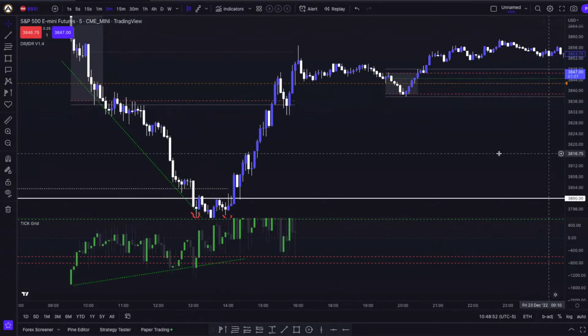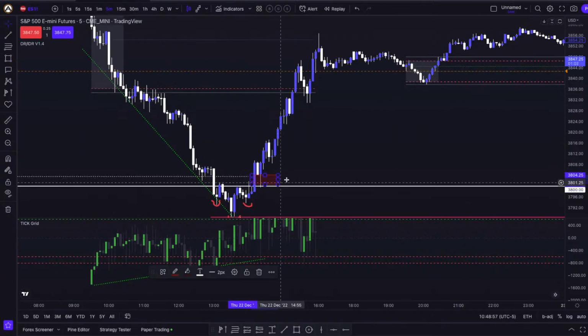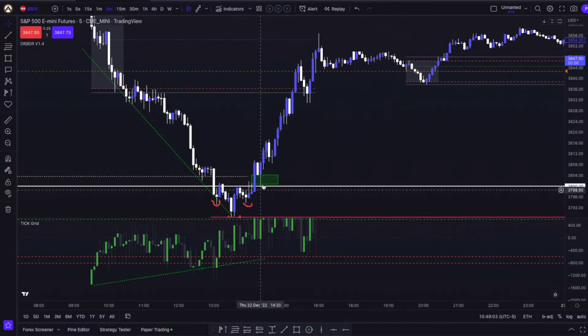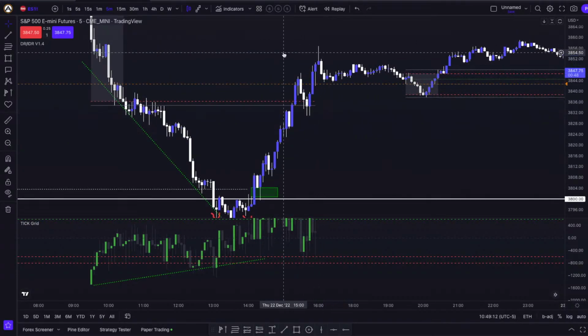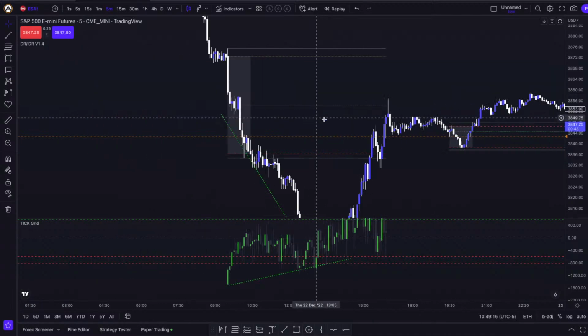The safest entry would have been right here, based on this fair value gap, which would have been bullish. So we color it in green. Pull back into this fair value gap again. Bullish engulfing candle off this little pullback we had here, and a continuation move to the upside to the 50% level of our IDR range.